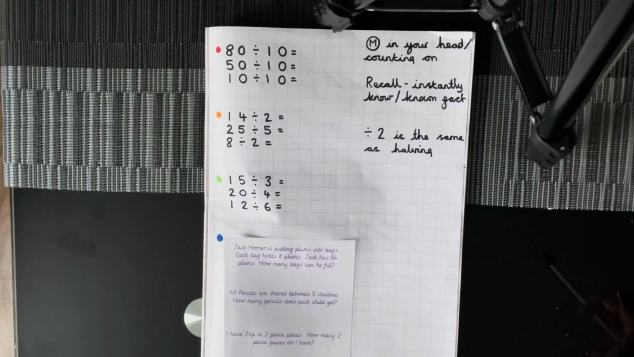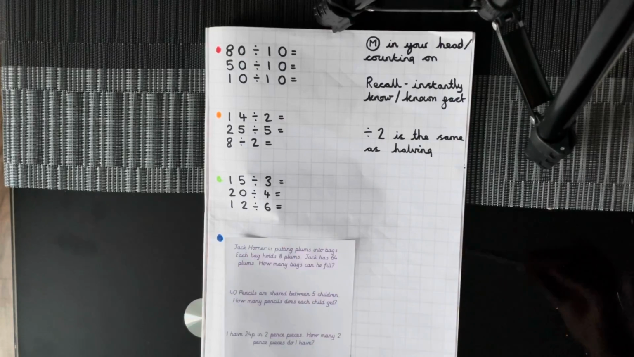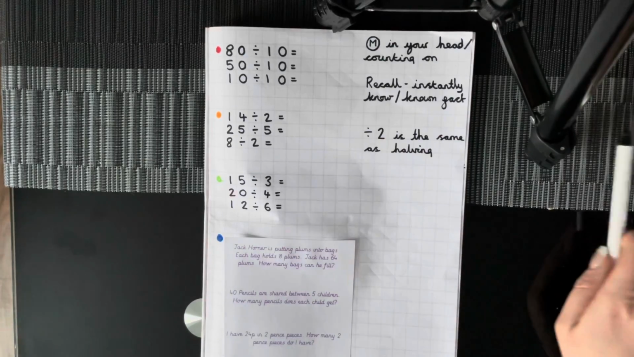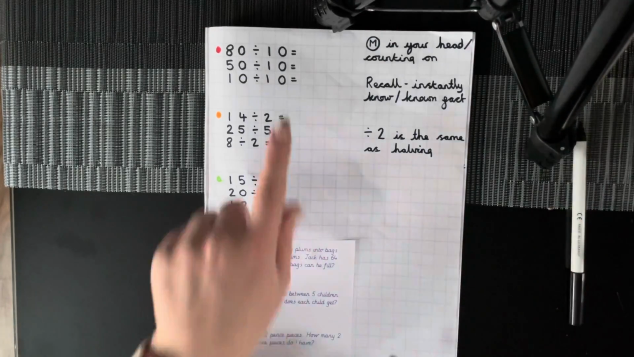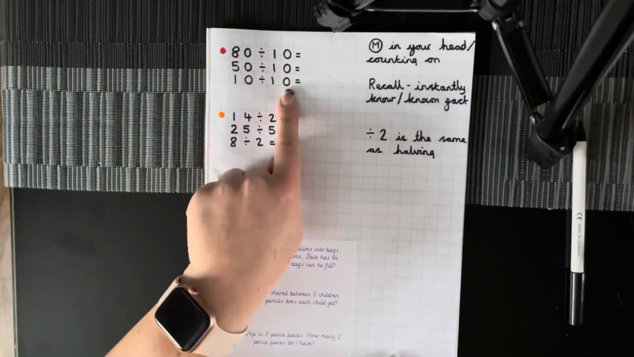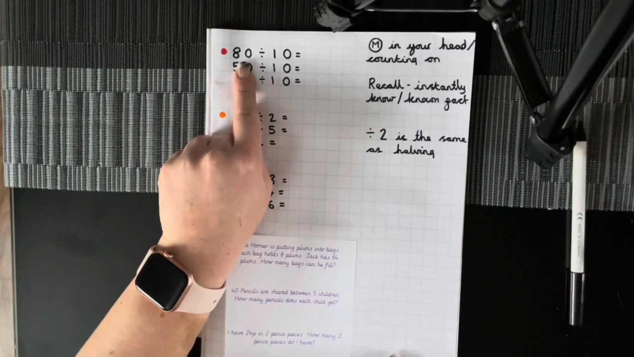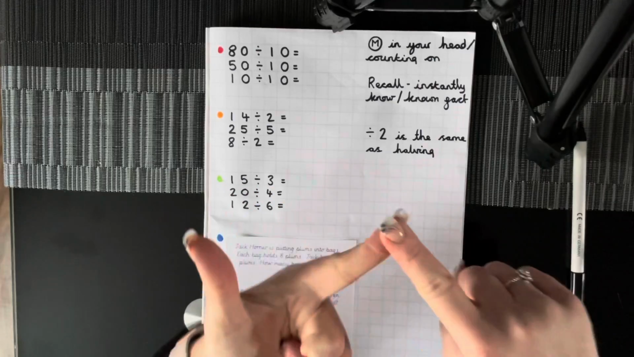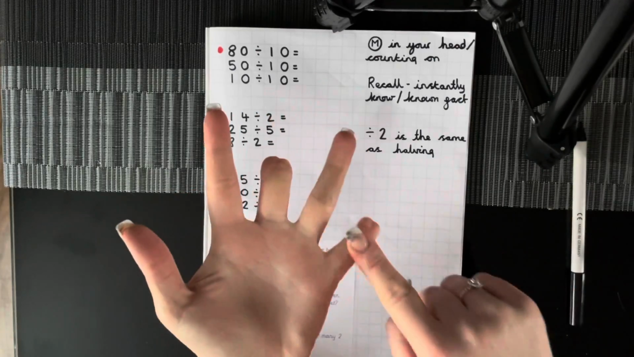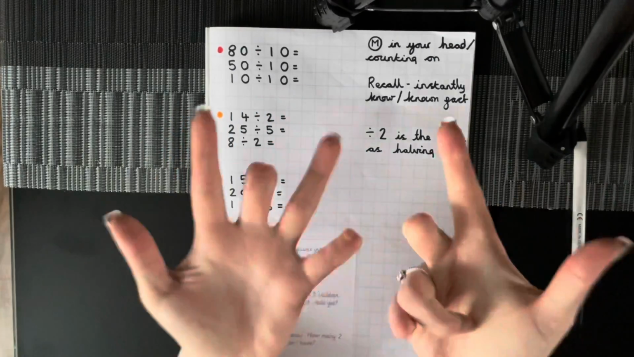When we move on to division, we can use our multiplication knowledge, counting in 2s, 5s and 10s to help us divide. But we kind of do the opposite, because when we haven't got 8 lots of 10 now, we're sharing 80 into 10 groups. So we can count in the number we are dividing by until we get to the first number. So 10, 20, 30, 40, 50, 60, 70, 80.